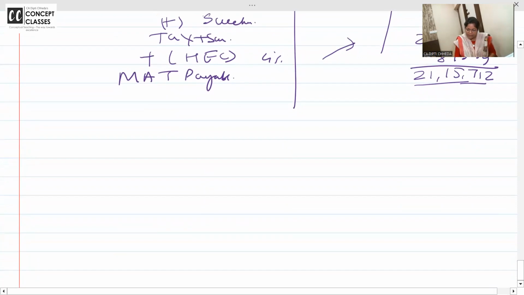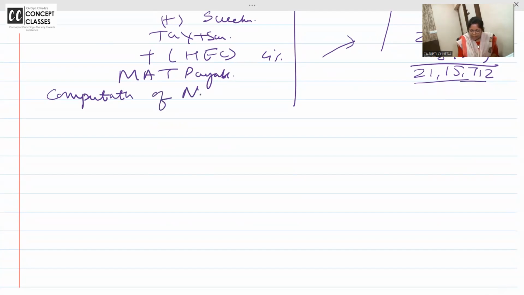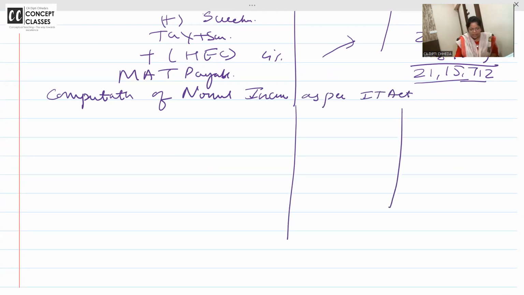MAT payable. Now let us go for computation of normal income. Normal income for the company as per Income Tax Act. ठीक है, साथ में करते हैं. Start with net profit as per P&L account. Please don't compare the last one and this one. वो अलग है, ये अलग है.